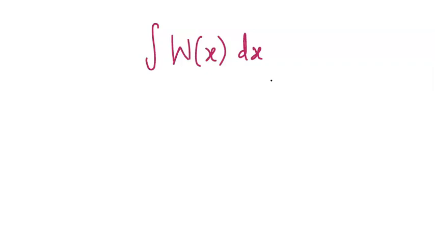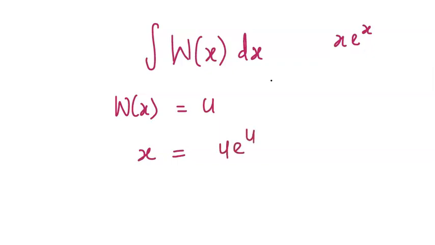Let's start with a substitution. So we're going to let the Lambert W function of x equal u, right? We know that this Lambert W function is the inverse function of x times e raised to the power of x. Therefore here, x is going to be equal to u times e raised to the power of u, right?